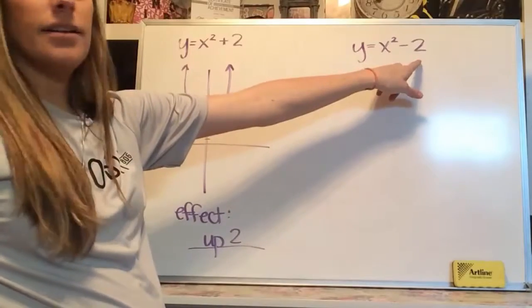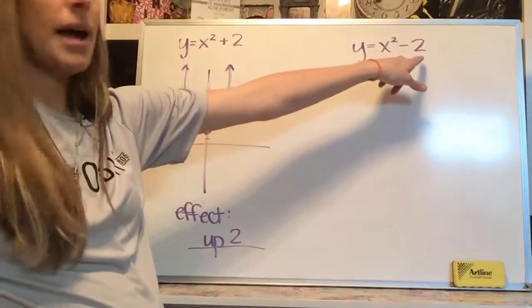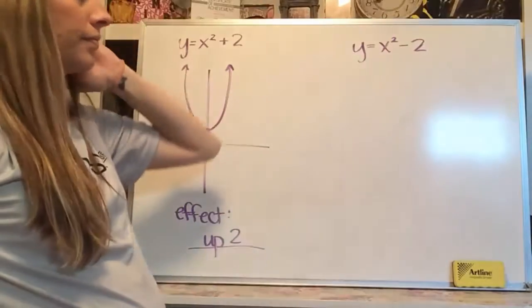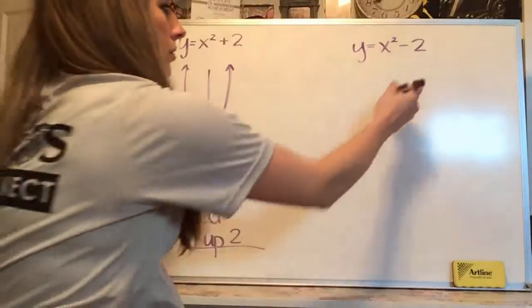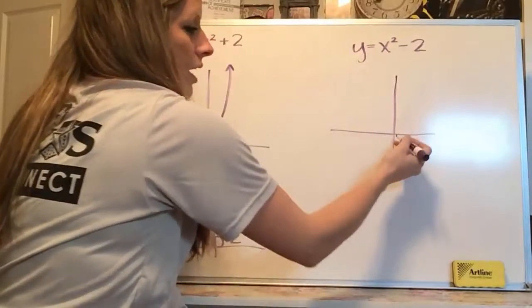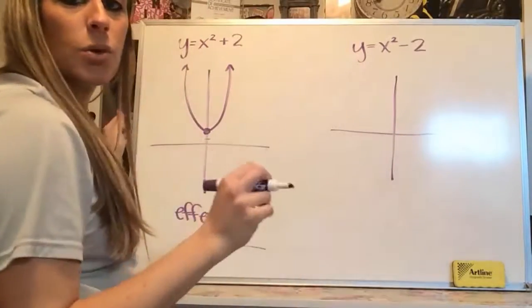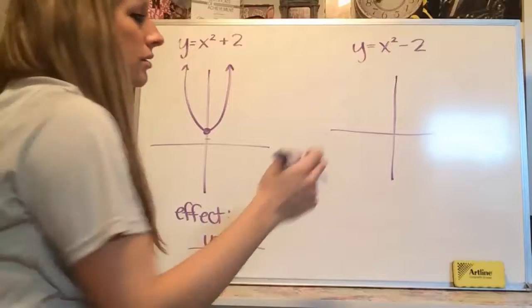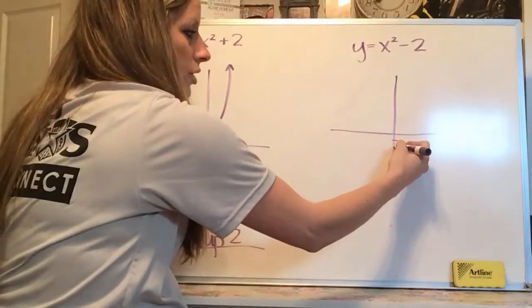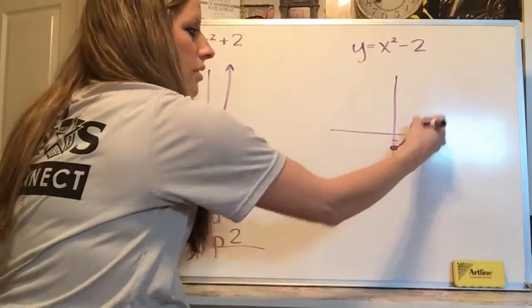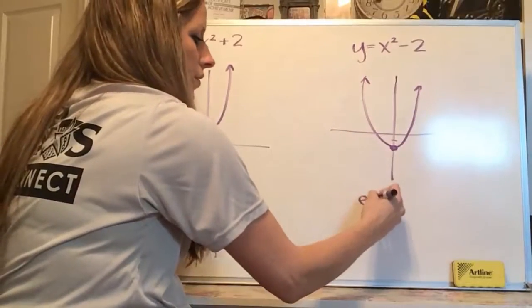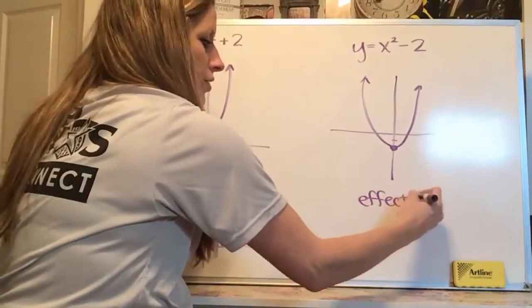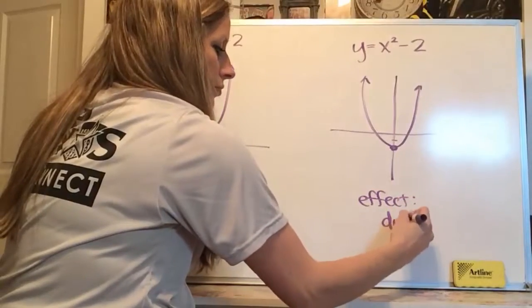If it's outside, like the next example, it has minus 2 outside. That minus 2 is going to move it down 2. So let's make our graph. Instead of the vertex being at the origin, like the parent function does, we're going to move it down 2. Everything else will stay the same. Okay, so the effect is that it moves down 2.